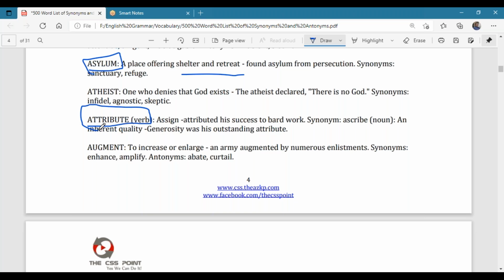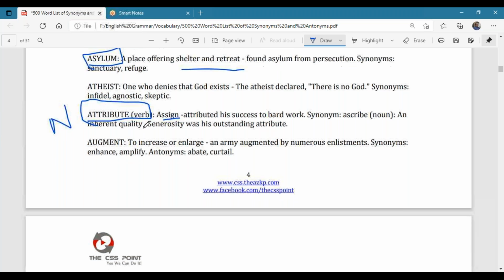Attributes in the sense of characteristics, an inherent quality, strengths. You call them attributes. Quality, feature, characteristic. You can use attribute as a verb if it is a sign or something, but when attribute is used as a noun, we call it a quality, characteristic, strength, and all these things.